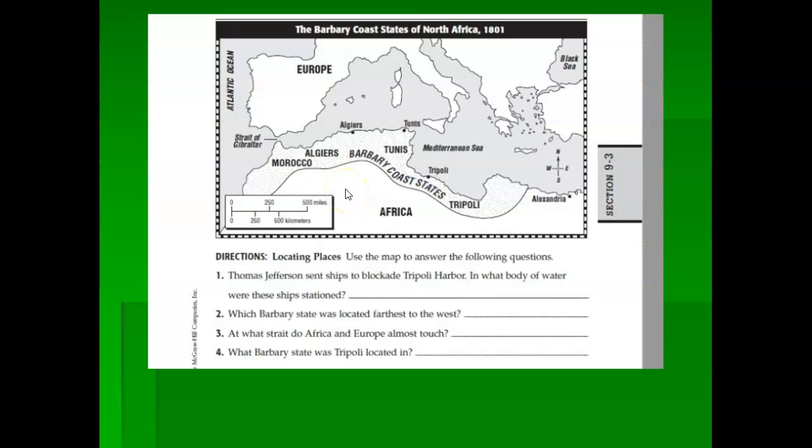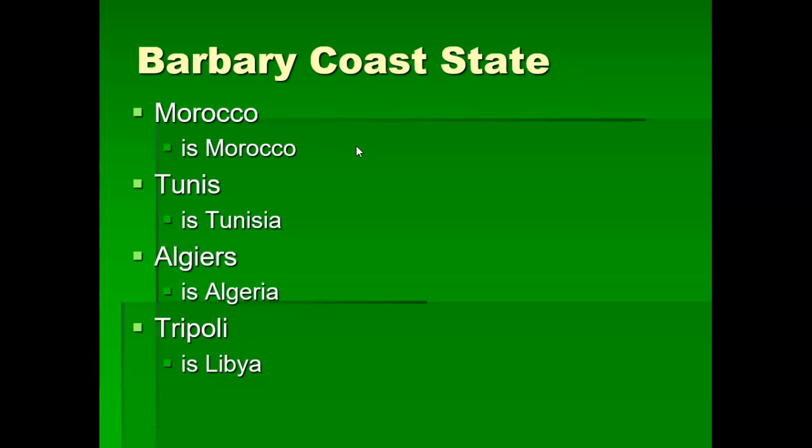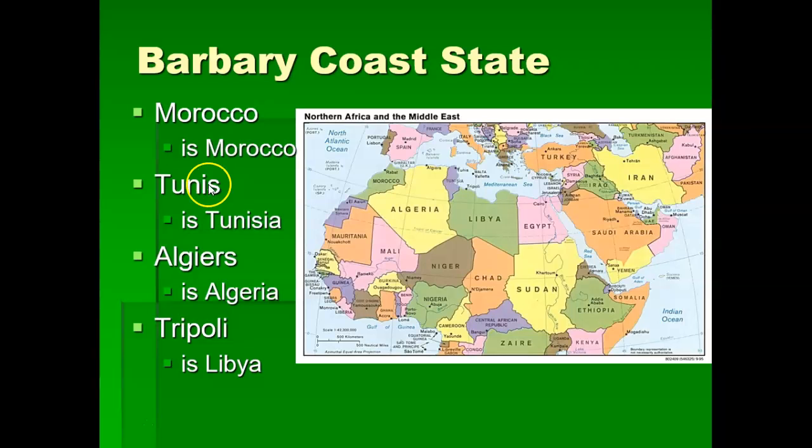All right, the last part here: what Barbary state was Tripoli located in? Well, there's Tripoli, and it is very much like New York, New York. It's in the state of Tripoli. I know that's kind of confusing, but if you look at most of the Barbary Coast states, their major port city is also the name of their state. Just to list them down here, in today's modern world, Morocco has not changed. Tunis has become Tunisia. Algiers has become Algeria, and Tripoli has become Libya.